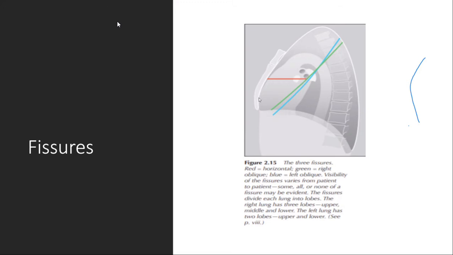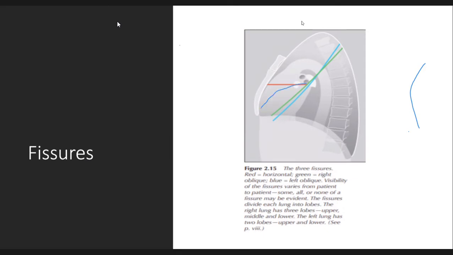It will go downwards, almost like this, from there to here, and you understand that the position of the horizontal fissure has come down because of the collapse. Also, if there is a lesion in the upper lobe, it can push the horizontal fissure downwards like this. So the position of the fissure is important.